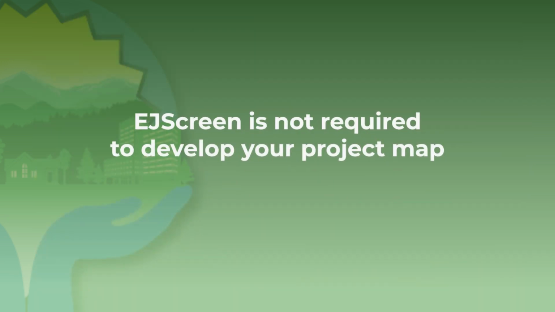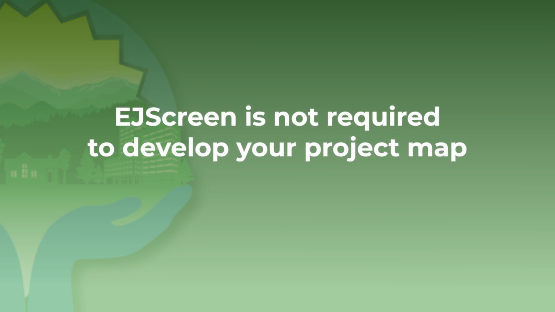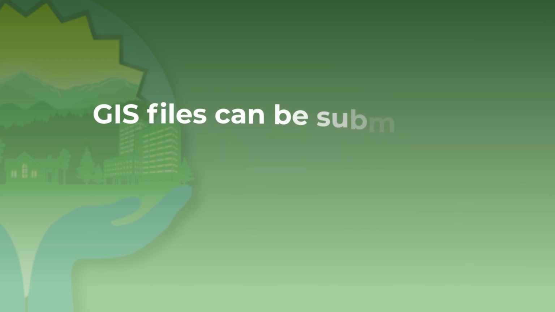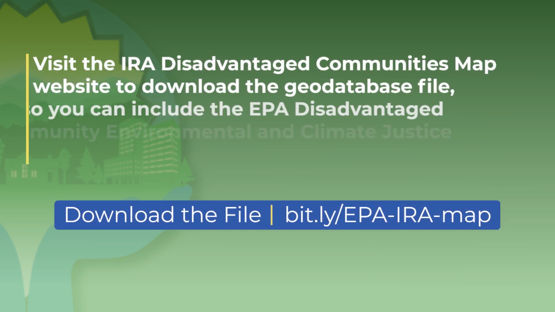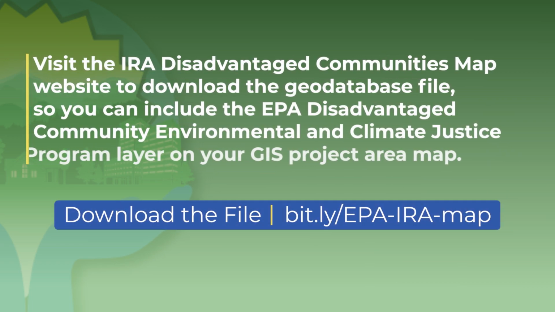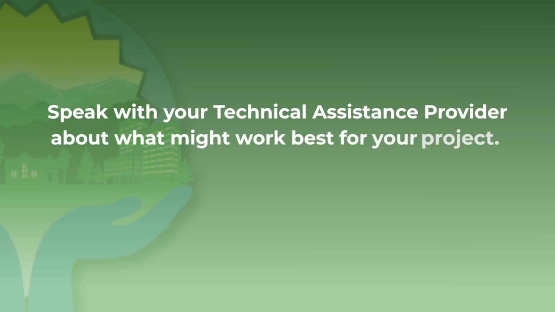While EJScreen is probably the easiest way to develop your project area map, it's not the only way. GIS files work too. Visit the IRA Disadvantaged Communities Map website to download the geodatabase file, so you can include the EPA Disadvantaged Community Environmental and Climate Justice Program layer on your GIS project area map. Speak with your technical assistance provider about what might work best for your project.